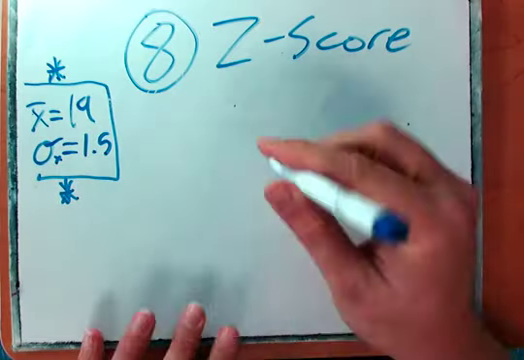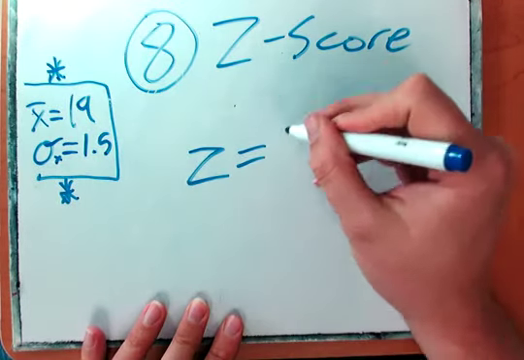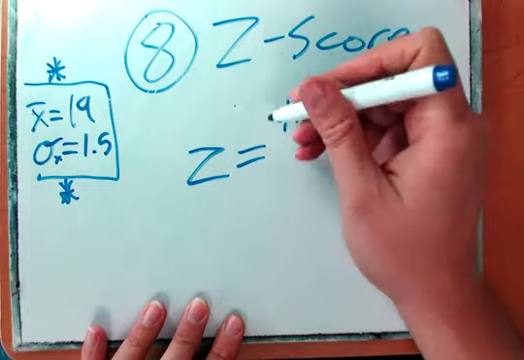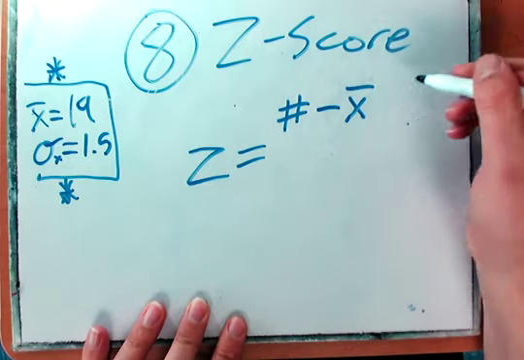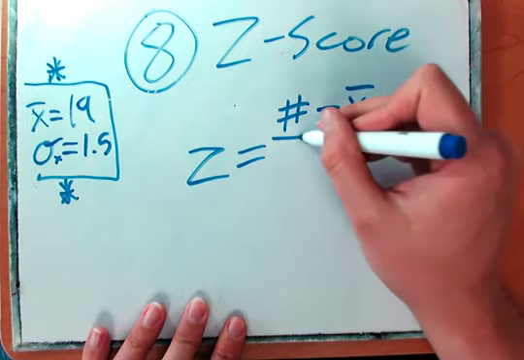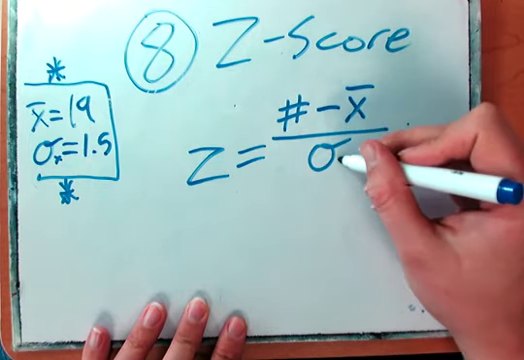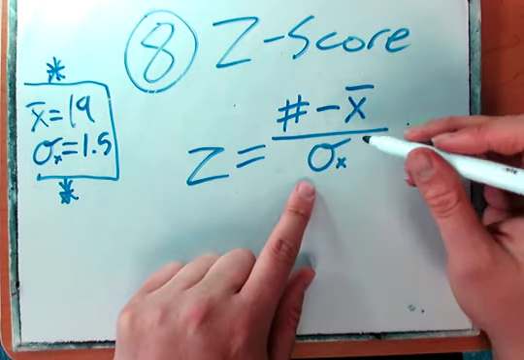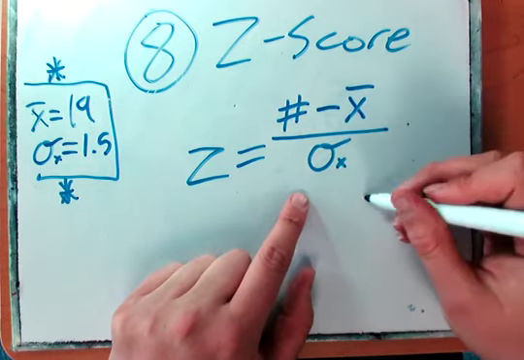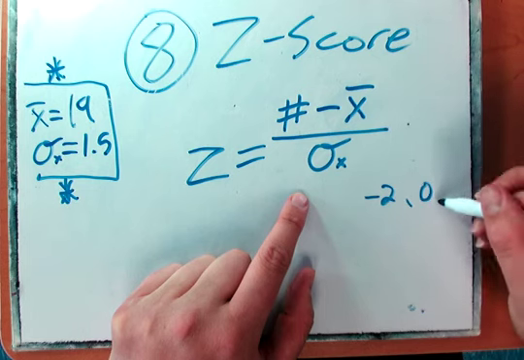The formula one more time for the z-score is, we take whatever number we're looking at, we subtract the average, or x bar, and we divide by the standard deviation of that set of data. It's going to get you a number that's like -2 or 0 or 1.